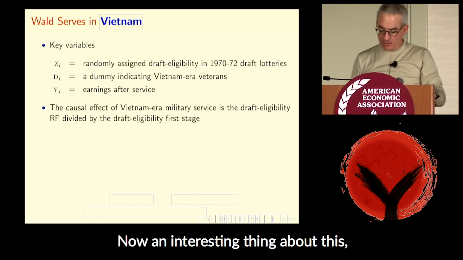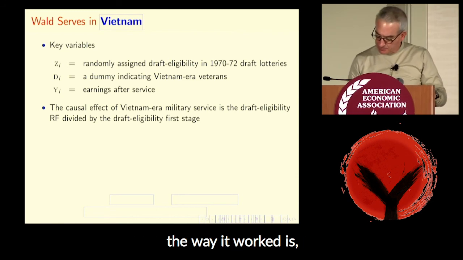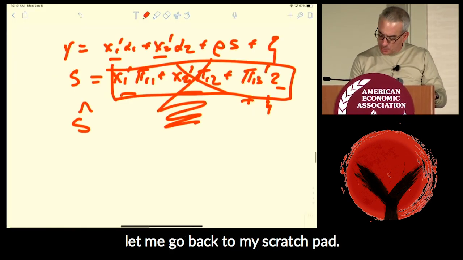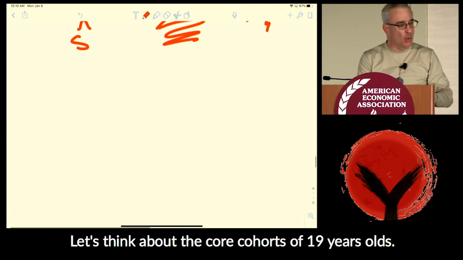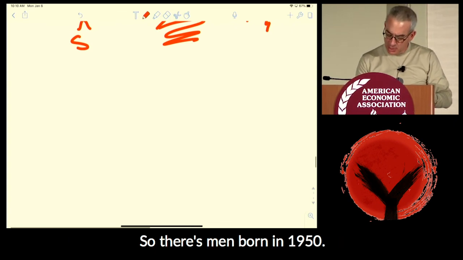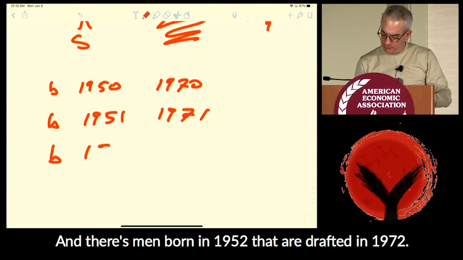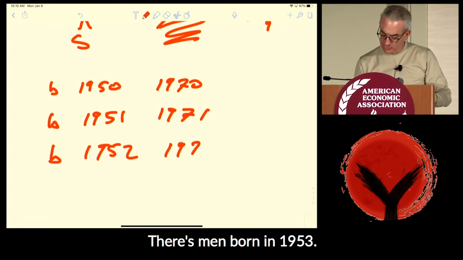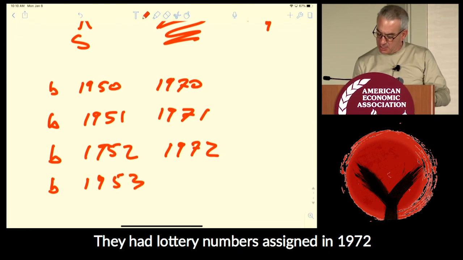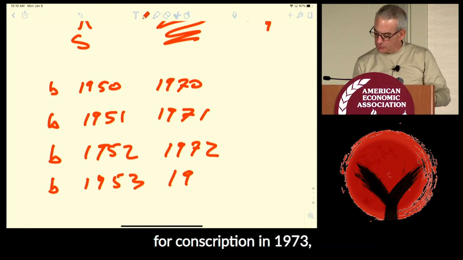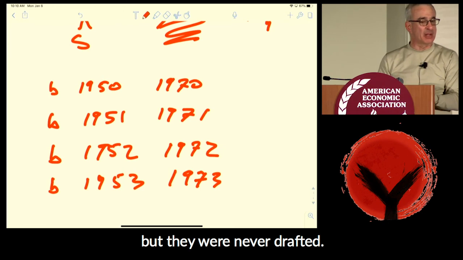Now, an interesting thing about this, the way it worked is, let me go back to my scratch pad. Let's think about the cohorts of 19-year-olds. So there's men born in 1950. They're drafted in 1970. There's men born in 1951. They're drafted in 1971. And there's men born in 1952. They're drafted in 1972. There's men born in 1953. They had lottery numbers assigned in 1972 for conscription in 1973, but they were never drafted.